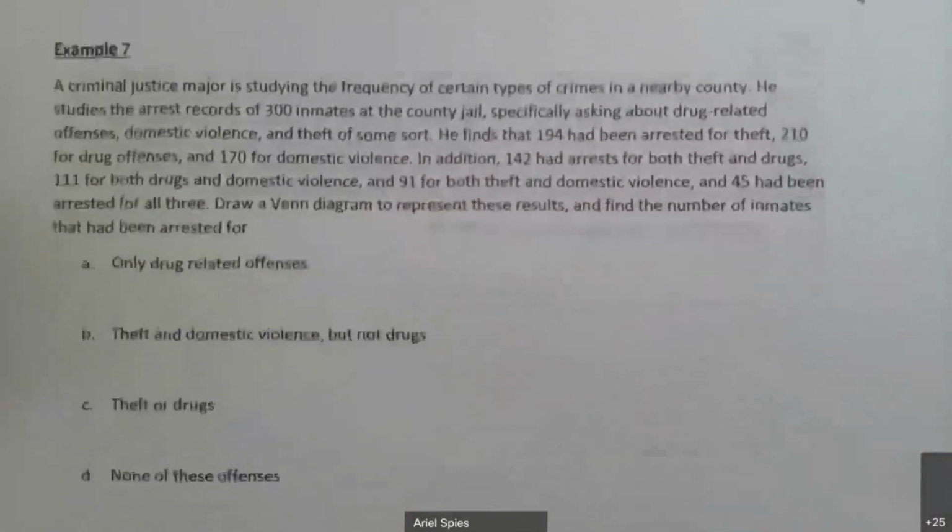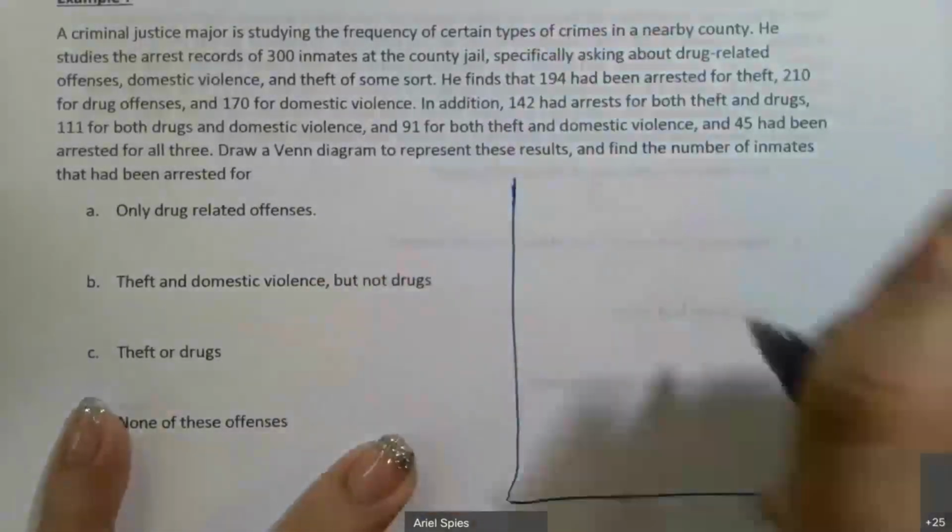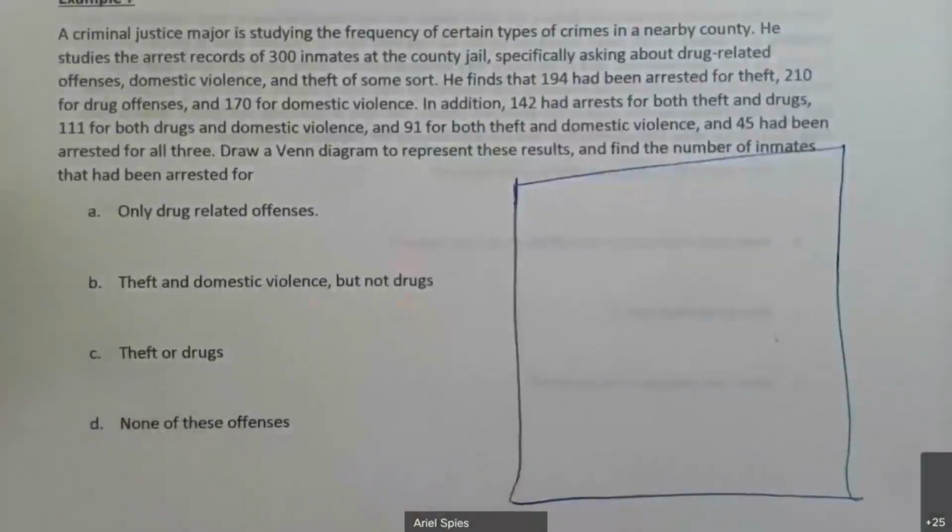So there's also another one like number 7. It's a 3-set Venn diagram. This one is looking at people who are in the jail and what they've been arrested for. They're looking at 300 people in the jail. They are specifically asking about drug-related offenses, domestic violence, and theft. This guy finds that 194 have been arrested for theft at some point. 210 have been arrested for drug offenses. 170 have been arrested for domestic violence.